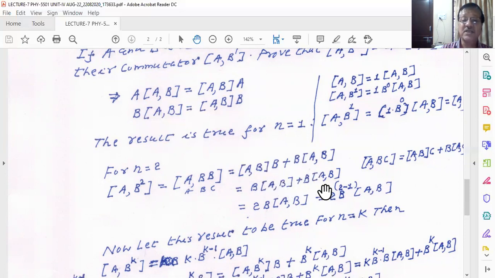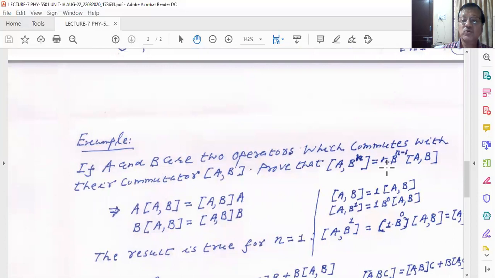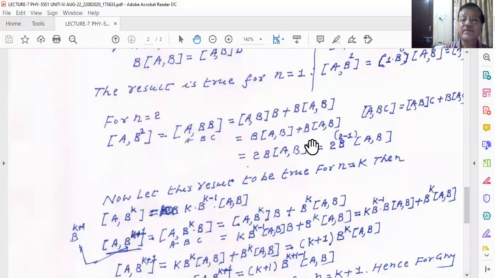And again you see this is C. So this is 2B, right? This is B and B. So 2B operating on the commutator. I can rearrange this as 2 times B to the power of 1, so I can write 2 minus 1, commutator of AB. So now, for n equal to 2 also, the result is B to the power of 2 minus 1 times the commutator AB. So we have derived that for n equal to 2 this result is correct.